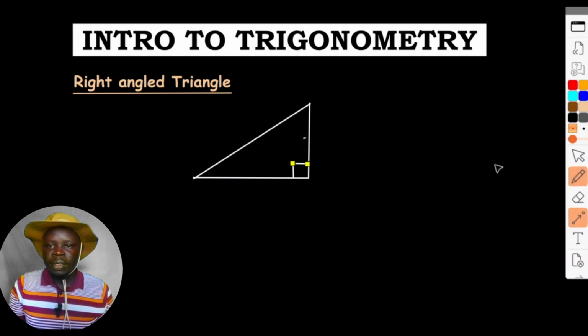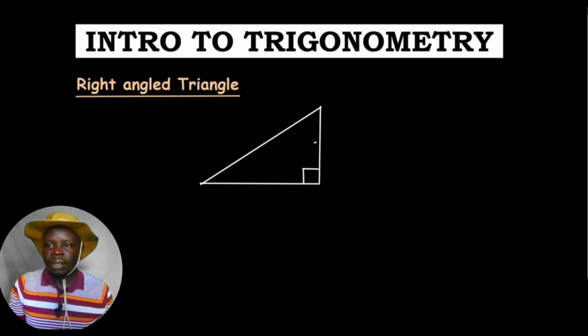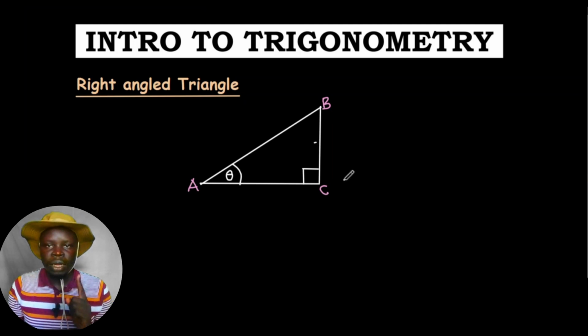We can name these parts of the triangle as A, B, and C. So you can see angle C is at 90 degrees, and this angle, let us call it theta. Now from here, in our objectives number 1, we need to learn trigonometry related to right angle triangle.